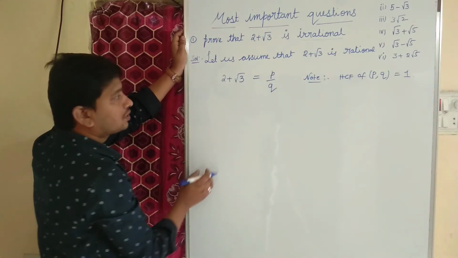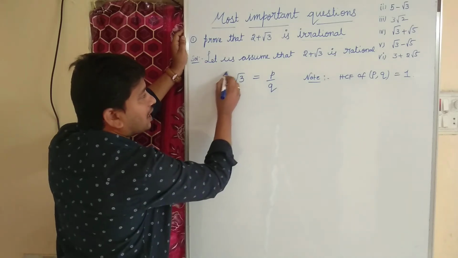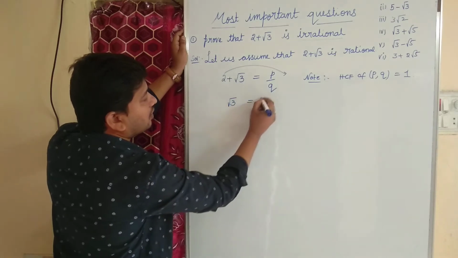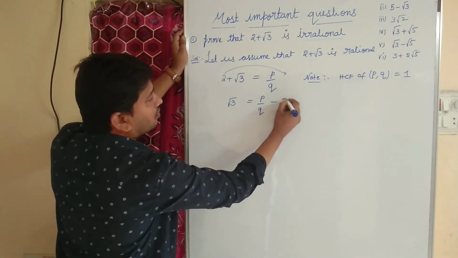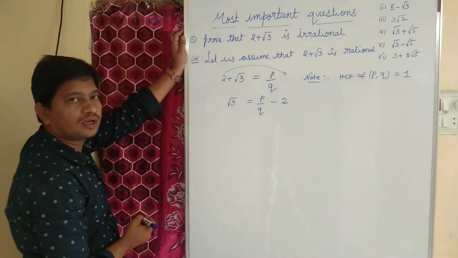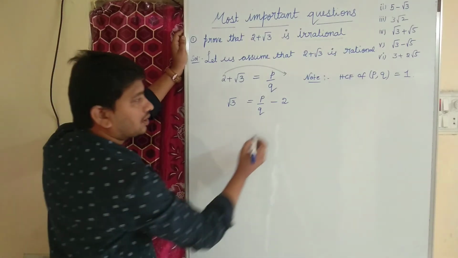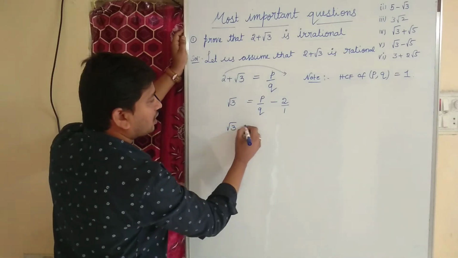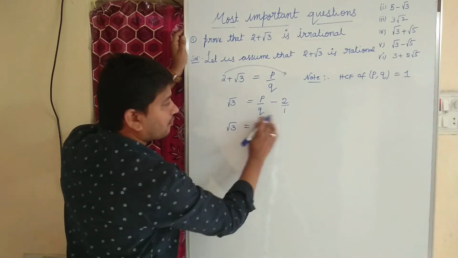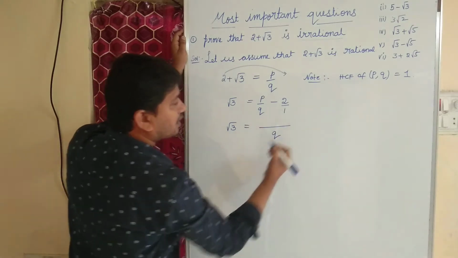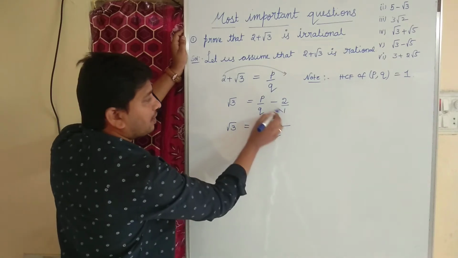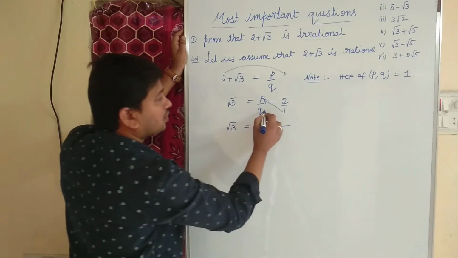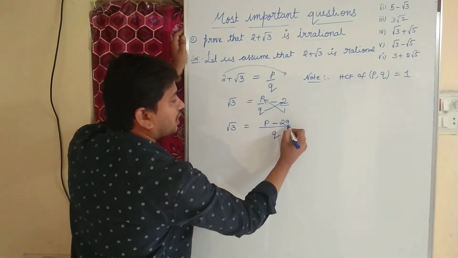Okay children, now let us transpose 2 towards the right hand side. So root 3 equals p by q minus 2. Here, nothing means 1. So root 3 equals, what is the LCM of q and 1? LCM of q and 1 is q. 1 into p minus 2 into q, that is 2q.